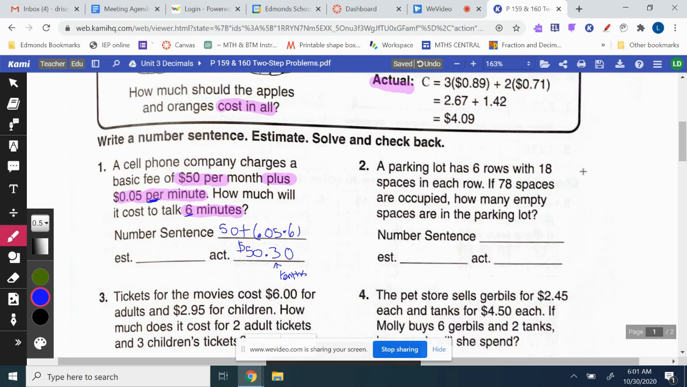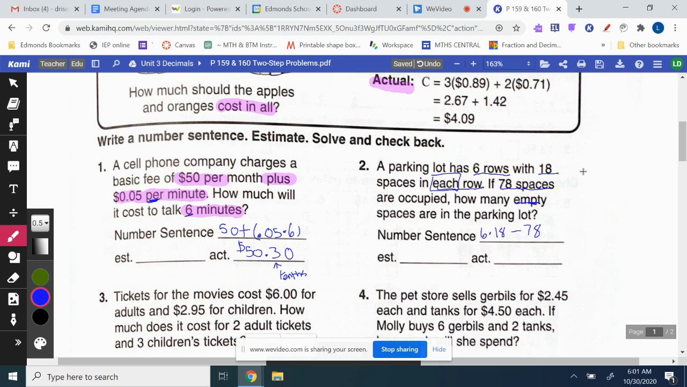Let's try number 2. Parking lot has 6 rows with 18 spaces in each row. That each is telling me I'm going to be multiplying. If 78 spaces are used or occupied, how many empty are in the parking lot? So first we have to find out how many spaces are in the parking lot. And you guys are smart enough to know that's 6 times 18. Then we're going to figure out how many empty spaces by taking away the number of filled spaces.